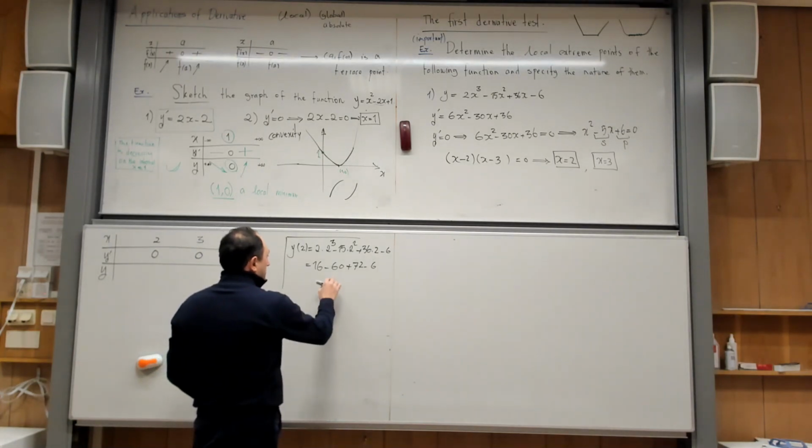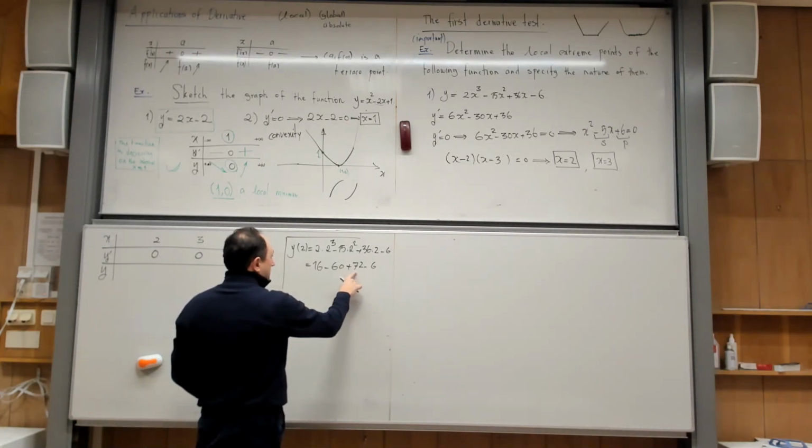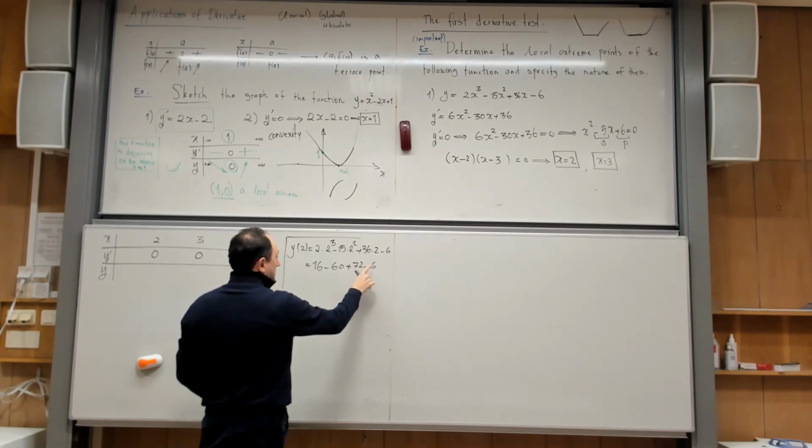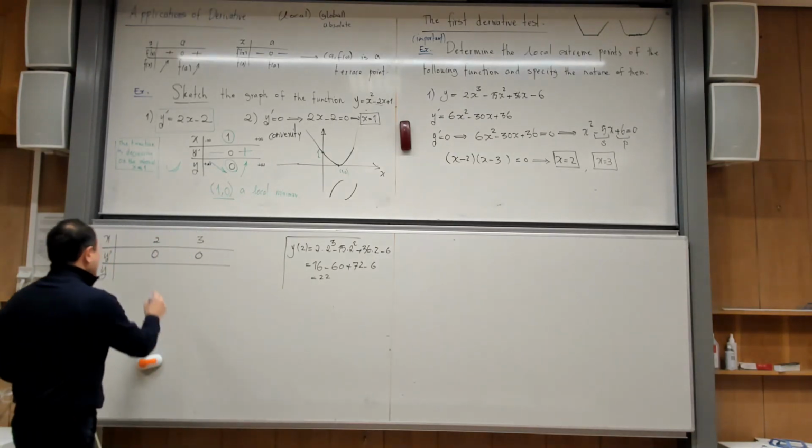So how much is that? It is 12 minus 6 is 6, and this is 22, yes? Do you confirm that? Yes. So this becomes 22.